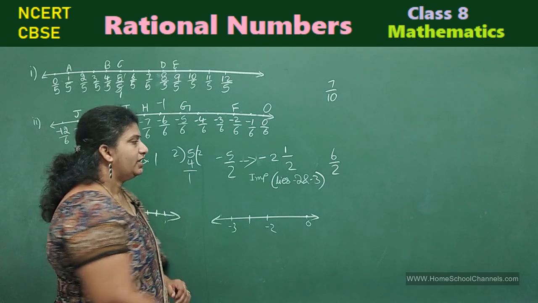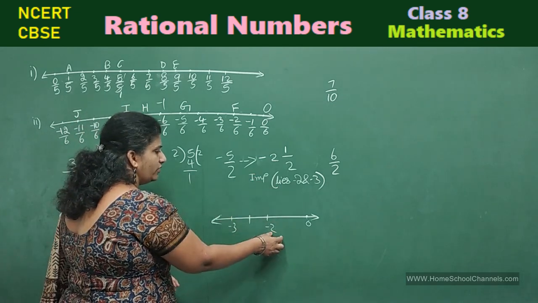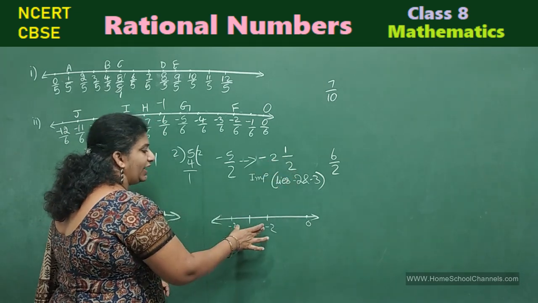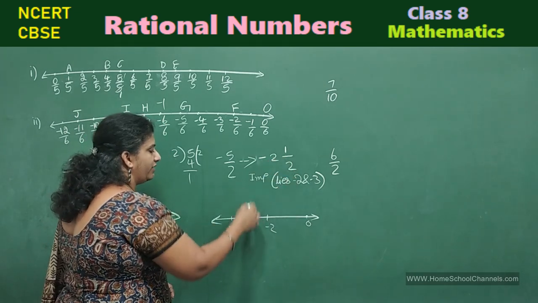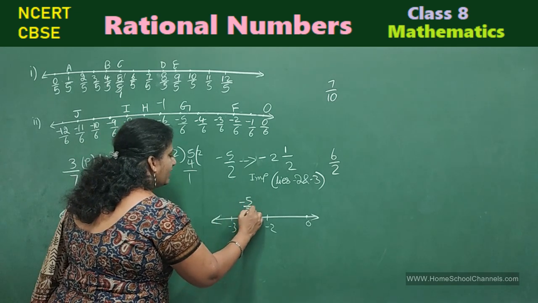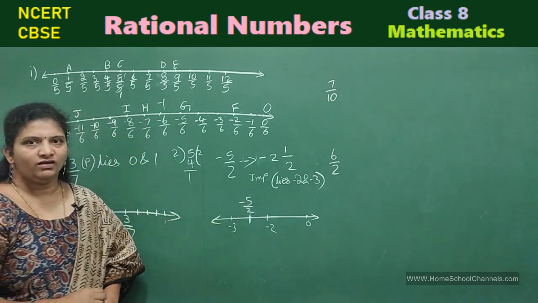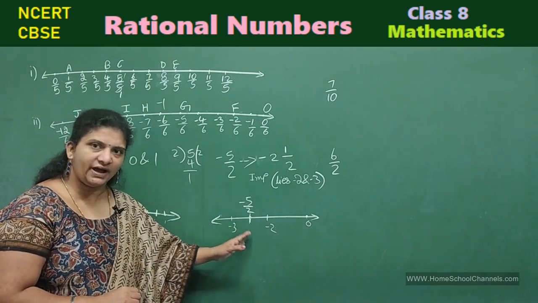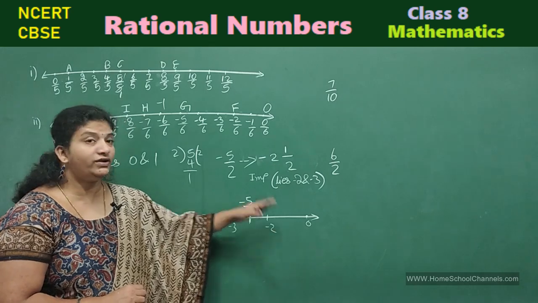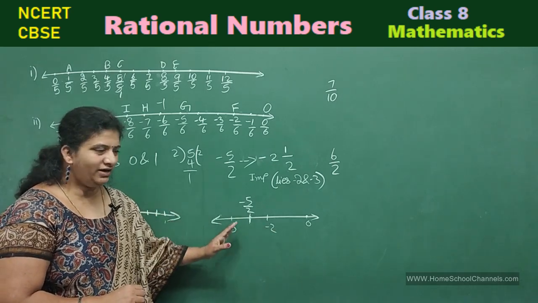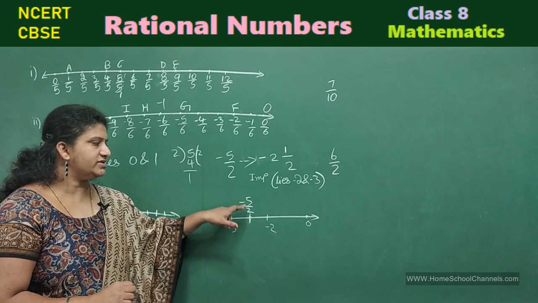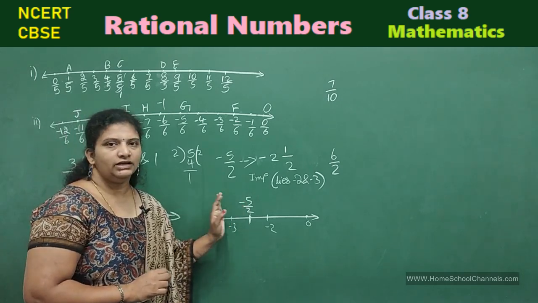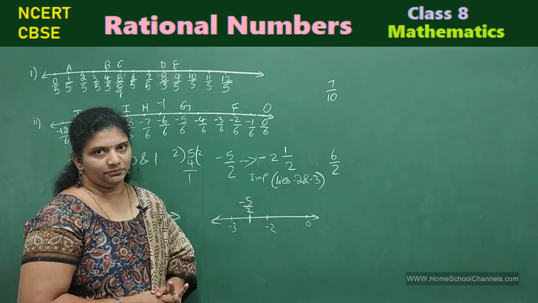Right? Now, minus 2. From 0 to minus 2 means here. Minus 2 1 by 2. In 2 parts, the first one. This part indicates minus 5 by 2. Right? Don't say 1 by 2. It is the first part of 2 equal parts after minus 2. Right? Minus 2 1 by 2 is nothing but minus 5 by 2. Is this clear? Like this we need to mark minus 5 by 2.